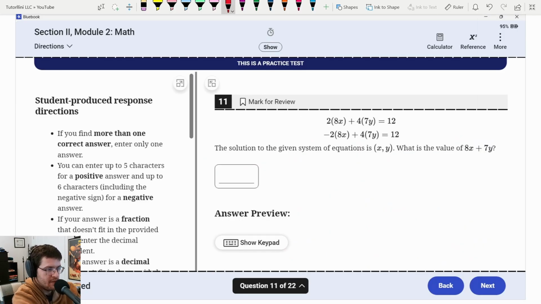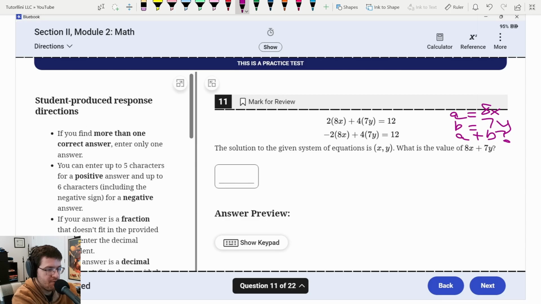Okay, question 11. So I'm noticing that these things kind of show up in the question. You guys see they did that on purpose so that we could see what's happening. So I'm going to make a substitution. How about I call 8x little a, and then I call little b 7y. And then the question would essentially just be asking me what's a plus b. So again, we want to find a plus b, and I'm going to make that substitution.